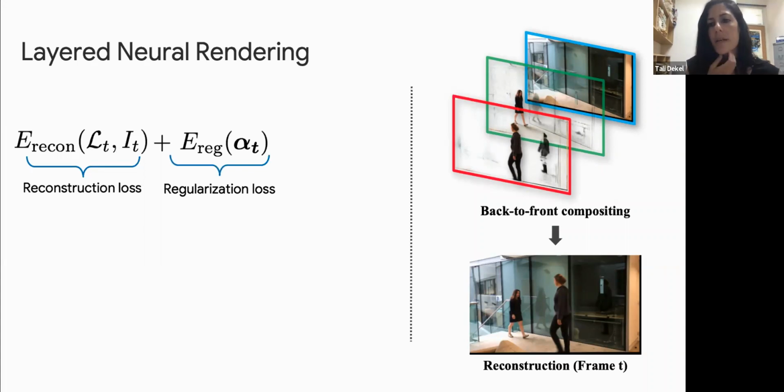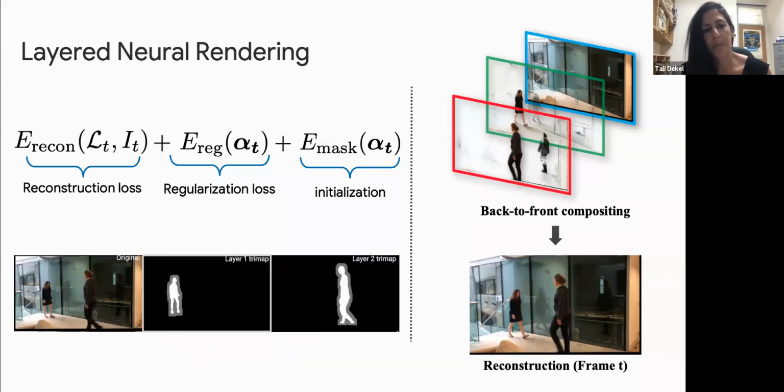And these two losses alone are not enough to allow the network, the optimization, to converge from a random initialization. So we also have to bootstrap and initialize the network, and we do that by first computing a rough foreground mask for each person in the video, and then we encourage each learned alpha mat to match the person segment that is associated with their layer. We turn off this initialization loss after a few epochs and let the optimization change the alpha mat and the layers.